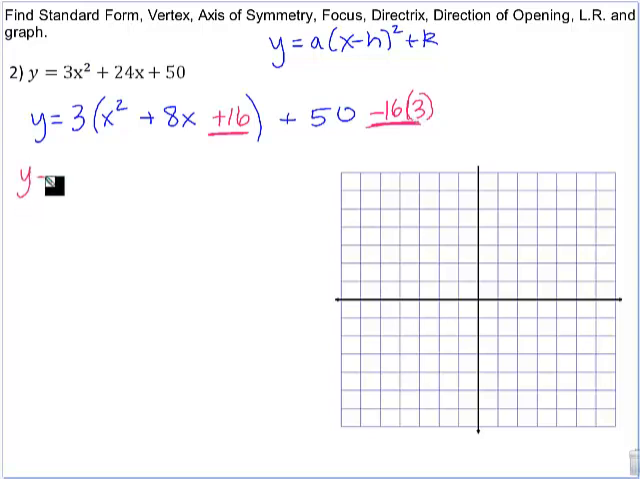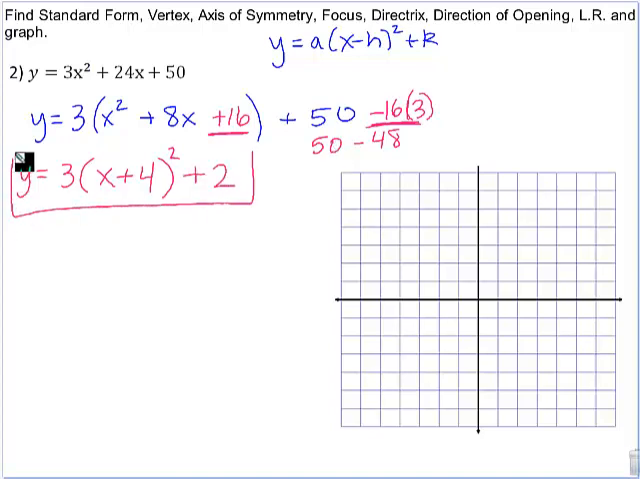Okay, so now we have y equals 3 x. And now we completed the square, but what goes in the parentheses here? X plus what? Good, x plus 4 squared. And then we have 50 minus 16 times 3. Well, what's 16 times 3? 48. We times by 3 because there's a 3 in front of this parentheses as well. So 50 minus 48 is? Positive 2. So there's our standard form.